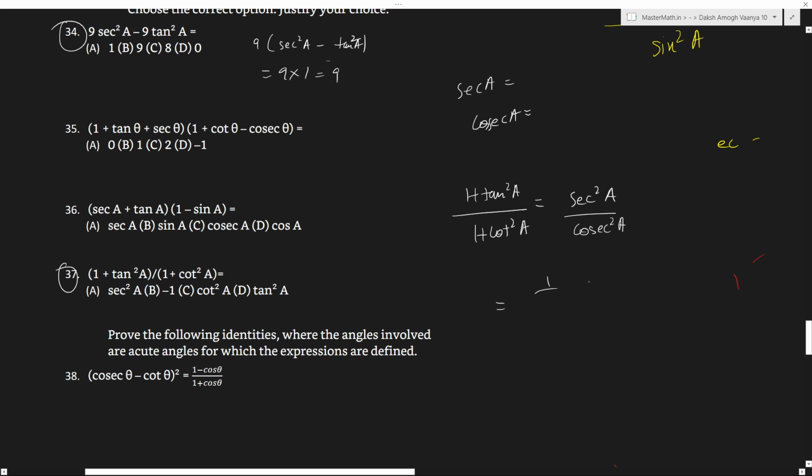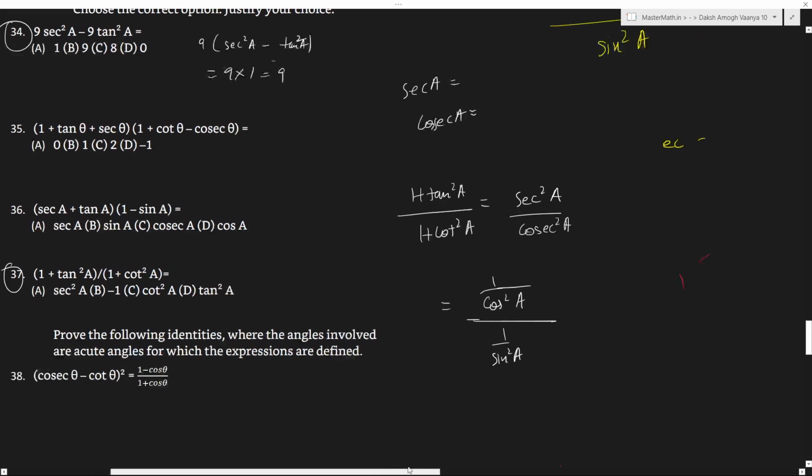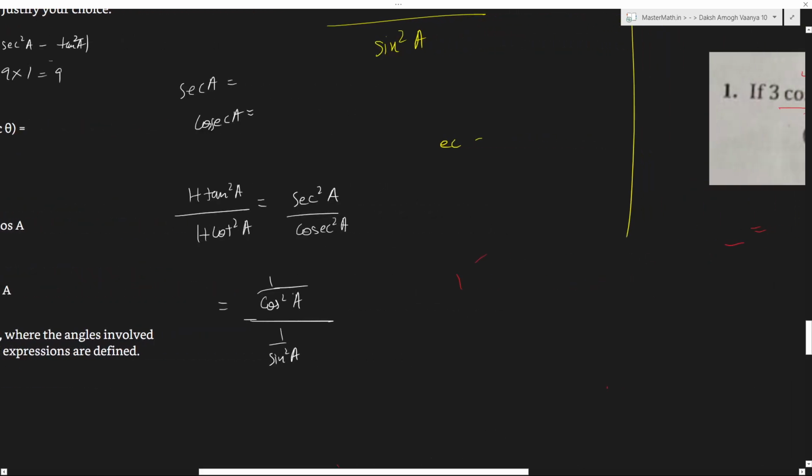Yes, sir, it's 1 by cos square A. Secant square is 1 by cos square A, and cosecant square is 1 by sine square. Very good. You can look till the end of this chapter. You can refer to your notes. This is a tricky chapter, but after that I won't allow you. Okay, everyone pay attention.